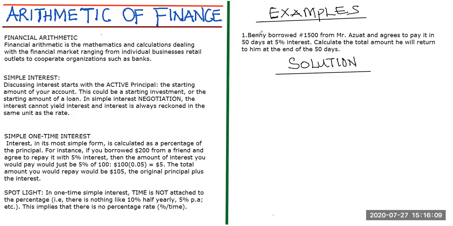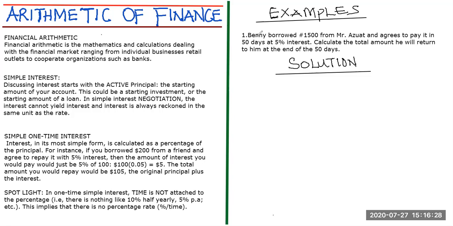The amount of money that you are starting with. It could be the amount of money you borrowed. It could be the amount of money you invested. But how do we know when it's going to be a simple one-time interest or a simple over-time interest? In a simple one-time interest, the interest is calculated just once.